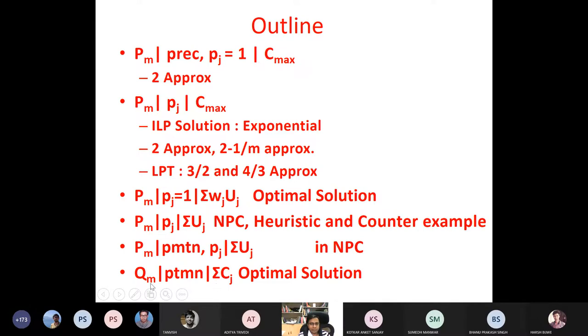Then we'll see Q m, pmtn, summation of C_j. What is summation of C_j? It is the summation of all completion times. Whenever we say summation of C_j, it says summation of completion times, and it also gives the average waiting time: if you divide summation of C_j by n, it gives the average waiting time. Here Q m means uniform processors, not identical. We have optimal solutions also, so we'll see this kind of problem and solutions.